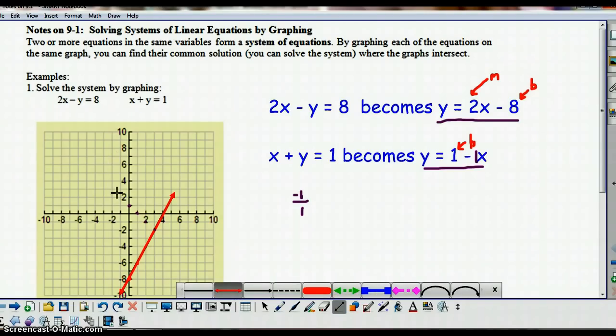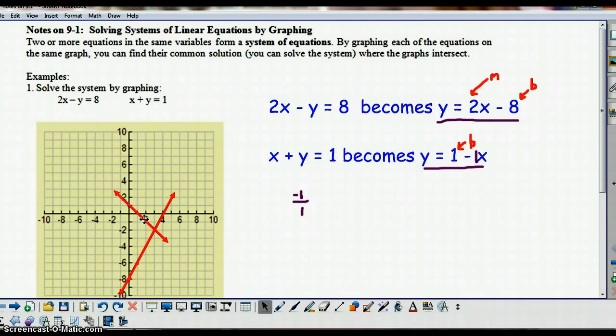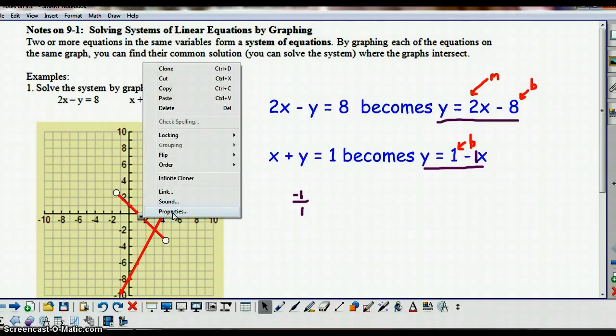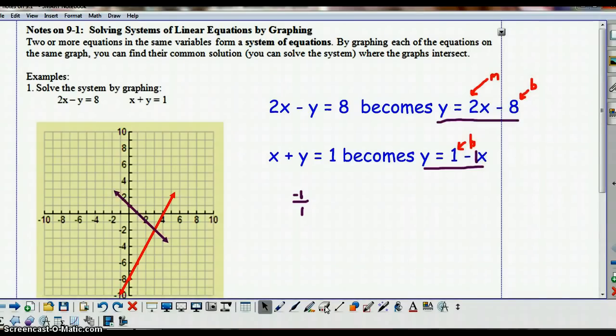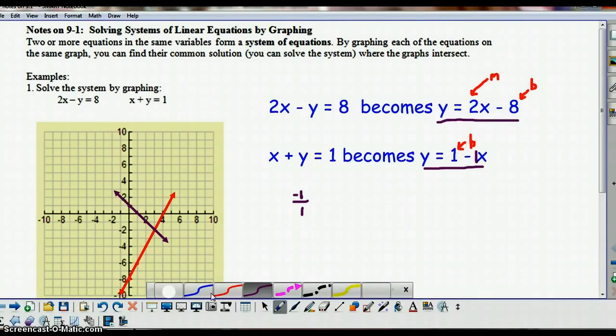The two lines intersect at a point here. Let me change this to a different color so it doesn't quite blend in with the other line. So here we can see the two lines intersect at the point, let's see, 3, -2 is our solution to this system. X is 3, y is -2, and we can write that as an ordered pair since it is an actual point on the xy plane. Or if we wanted to, we could actually write x equals 3 and y equals -2.